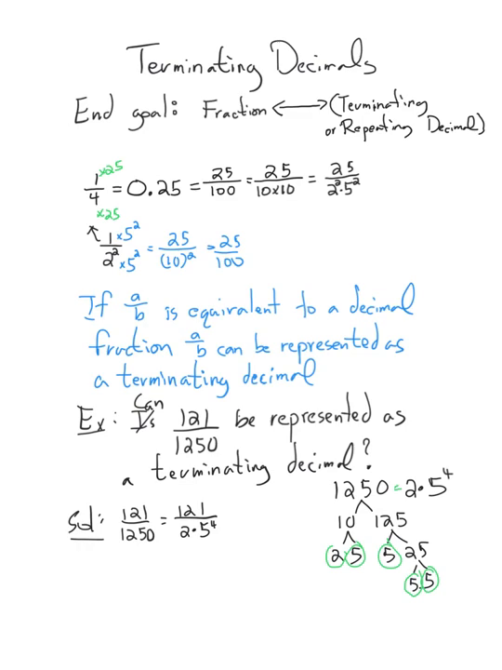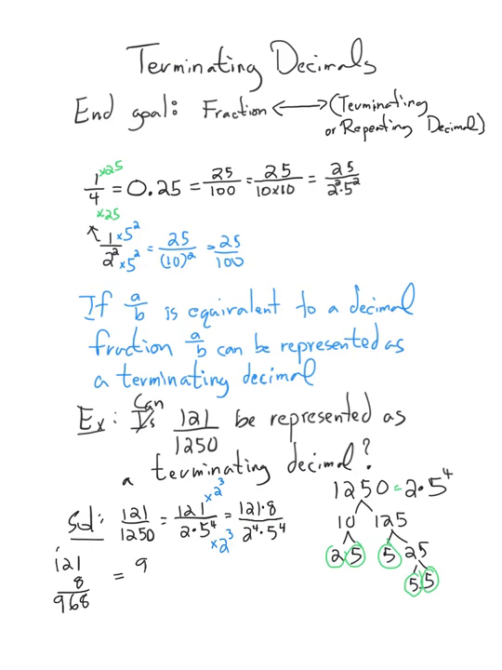Oh, that's not what I want. We can multiply top and bottom by some matching 2s, so we have the same number of 2s and the same number of 5s in our denominator. So now this is, well, whatever 121 times 8 is, we'll figure that out in a second, over, well, now it's 2 to the 4 times 5 to the 4, which I'll simplify. Well, 121 times 8, let's do that little calculation here, 968.